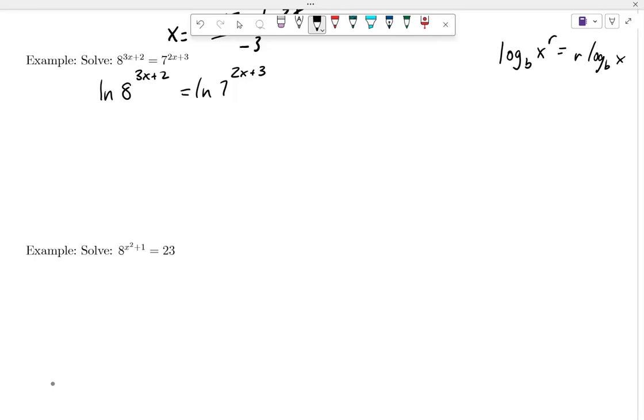So on the left-hand side, I can bring down the 3x plus 2. And on the right-hand side, I can bring down the 2x plus 3. That's the whole reason why we do it. The x is in a bad place. I want it down where I can deal with it. Okay.